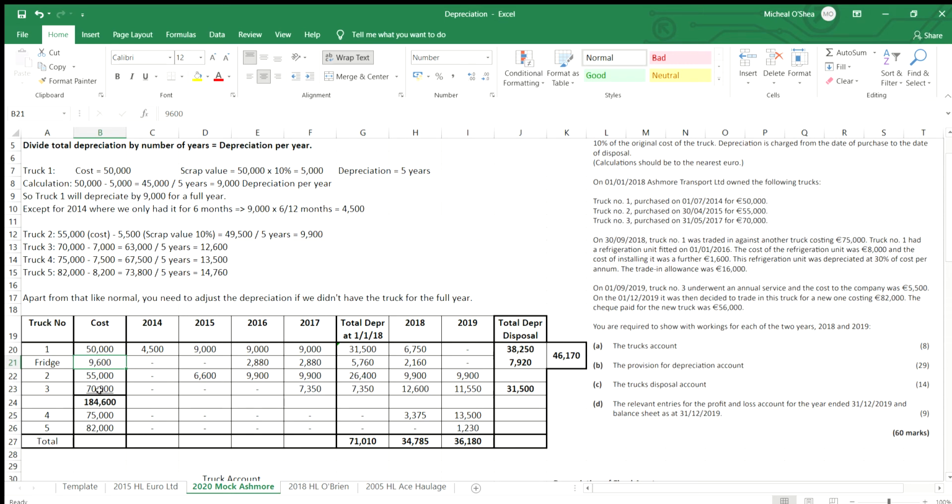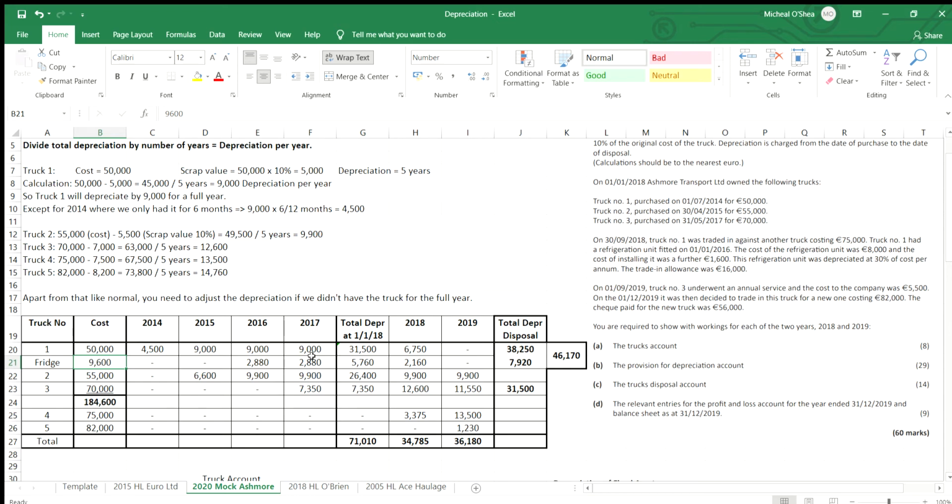And vehicle number 3, again, the cost is 70 grand. We had our scrap value, we took it away, divided by the 5 years, 12,600 per year. Now vehicle number 3 was purchased after 5 months had gone. So I'm not going to put in the full year's depreciation because I didn't have it for all of 2017. So 12,600, I only had it for the last 7 months. So 12,600 multiplied by 7 divided by 12 gives me 7,350. And again, I only purchased that in 2017 and I had it for the last 7 months.